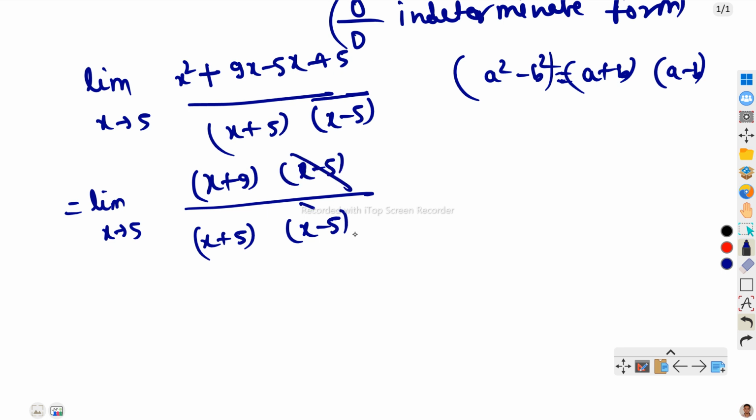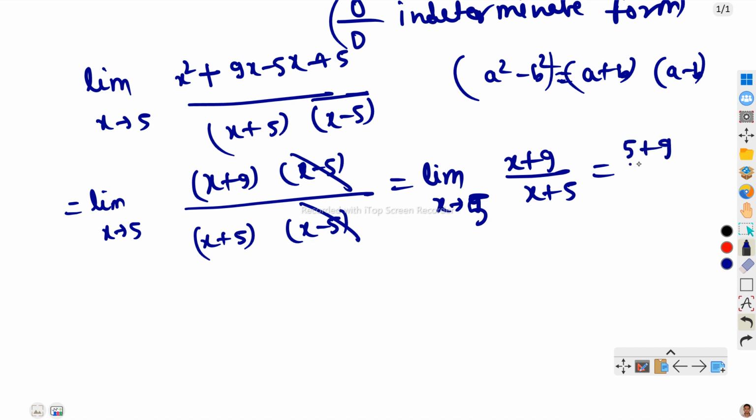So this gets cancelled, and we are getting limit x tends to 5 of x plus 9 upon x plus 5. We have seen that this is not in any indeterminate form, so we can put the value directly and get the value of the limit. So 5 plus 9 and 5 plus 5, this becomes 14 upon 10. This is 7 upon 5. This is the value of the limit.